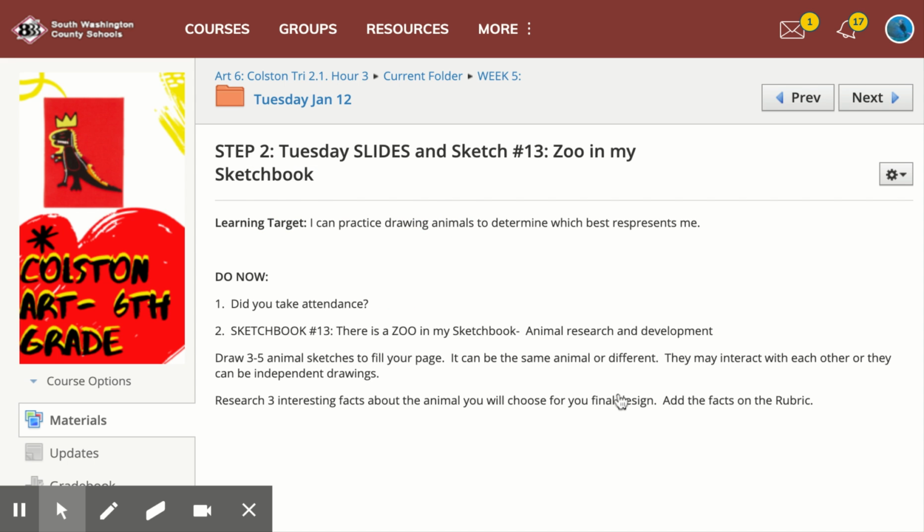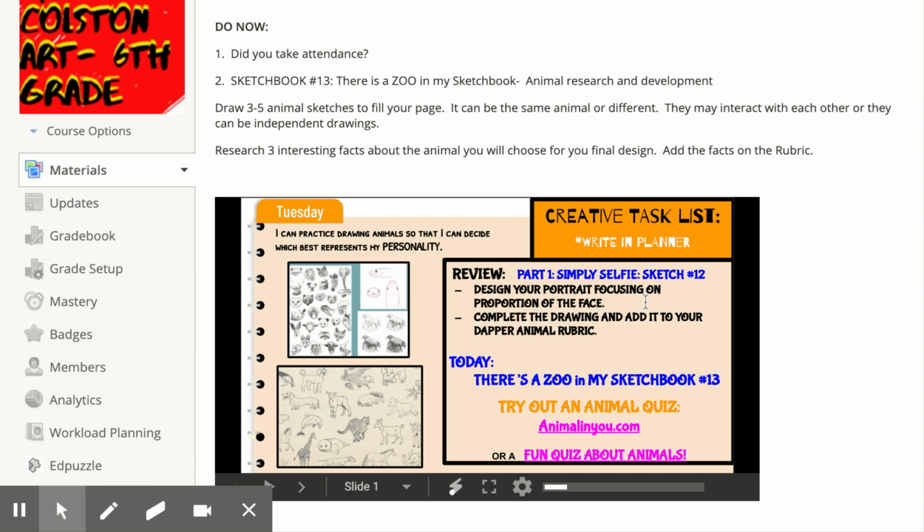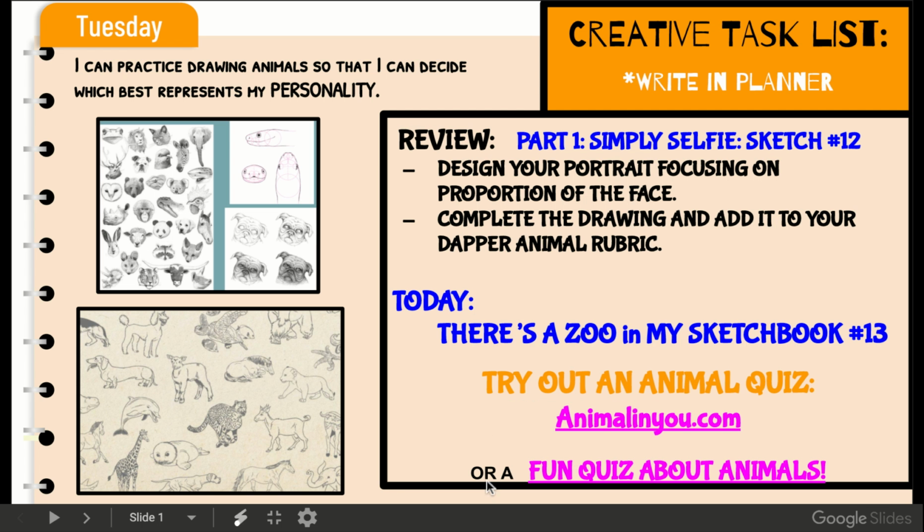So today is sketch 13, There's a Zoo in My Sketchbook. We are focusing all on the animals for our Dapper Animal project. This is a chance for you to decide what animal you want to do.